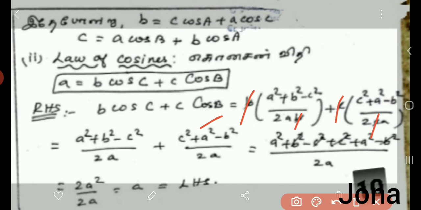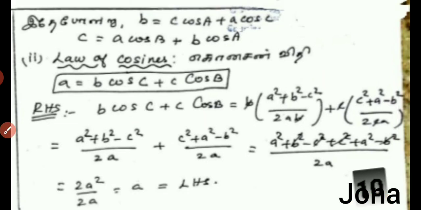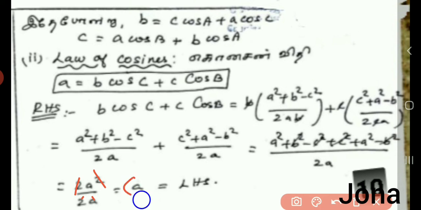At the denominator we have 2a as common, so at the numerator we can combine that. So we have a square plus b square minus c square plus a square plus c square minus b square. So we can cancel both b square and c square. The remaining thing we have is 2a square only. At the denominator we have 2a simply there. So we can cancel this 2 and 2 and then a and a. Finally we have a left over there, which is equal to a, what is the answer we want to prove here.